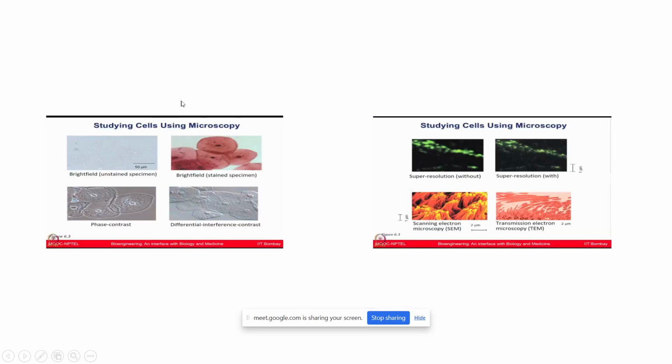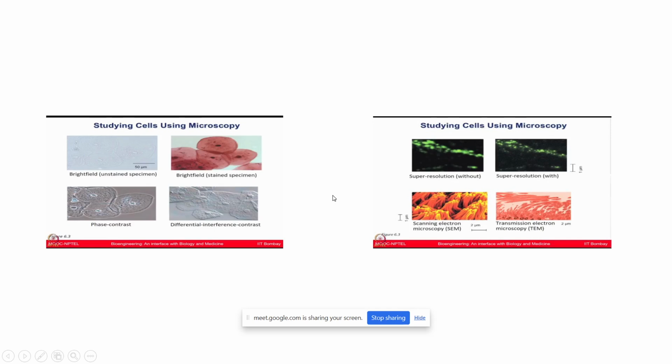So there are different microscopes which have been built by engineers in order to help biologists study cells which are microscopic in nature. There are different types of microscopes which are being made, like bright field. There is phase contrast microscope. There is SEM, there is STEM: scanning electron microscope, transmission electron microscope, etc.